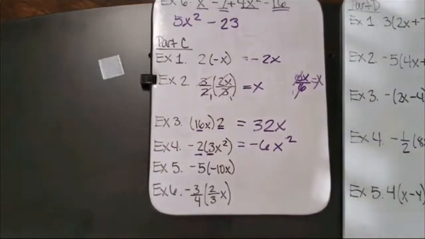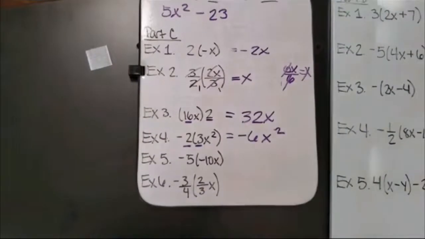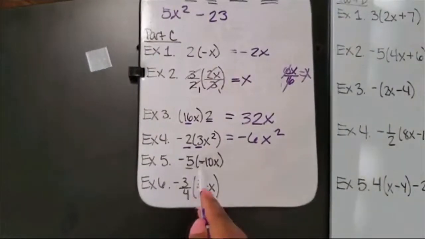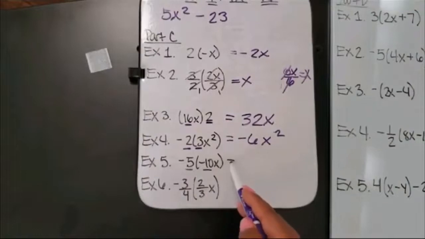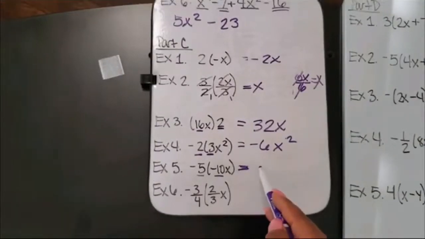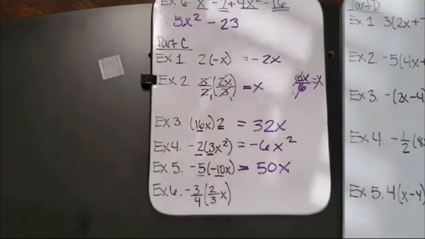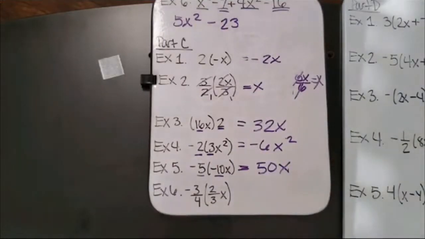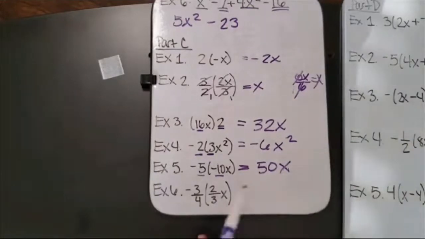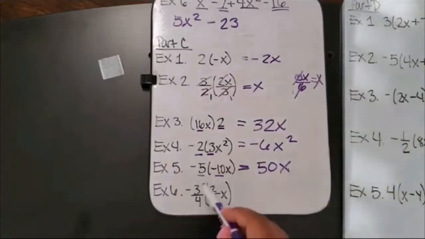Here for example 5, we look at negative 5 times negative 10x. Once again, we're looking at the negative 5 and the negative 10. So our answer is 50x. Remember, a negative times a negative is a positive. So we get 50x.